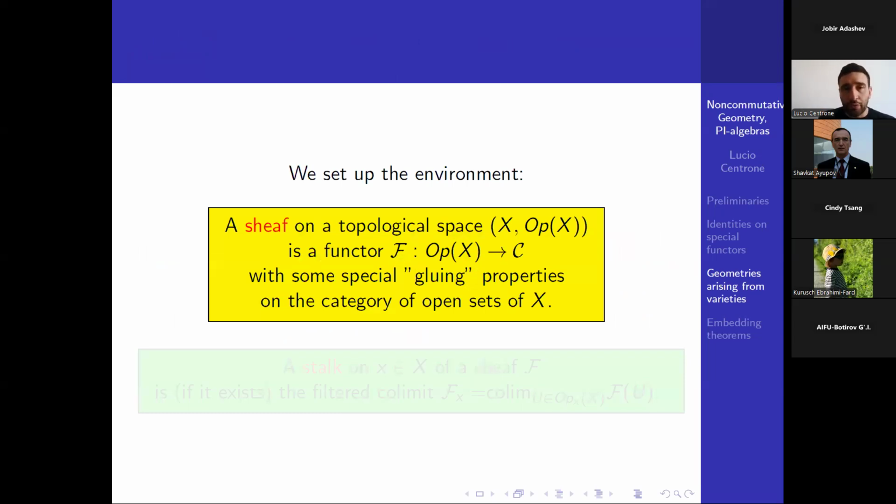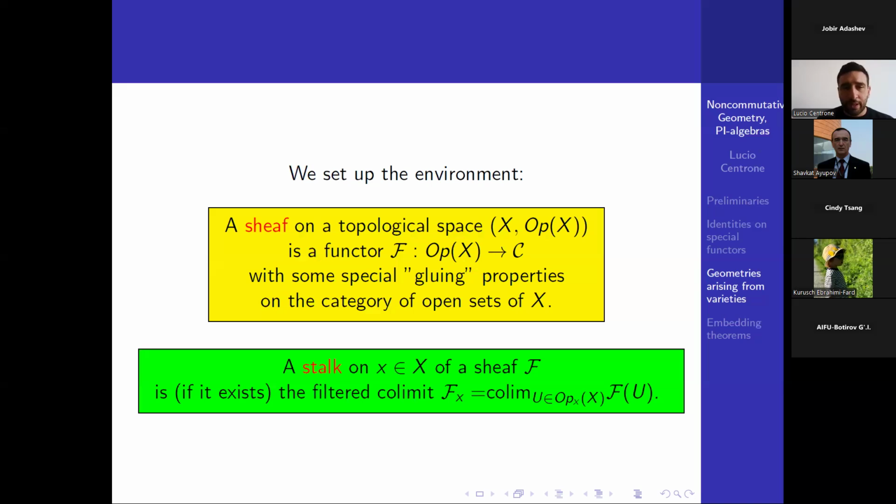What is a sheaf on a topological space? It's a functor, as I explained to you previously, with some spatial gluing properties. So in this talk, it's not useful to go far into details. And a stalk of a sheaf is simply this filtered colimit. Of course, one of the tasks is finding the existence of this colimit of the stalk.